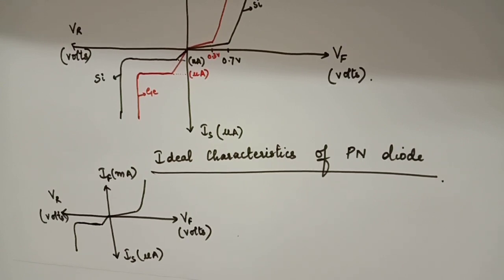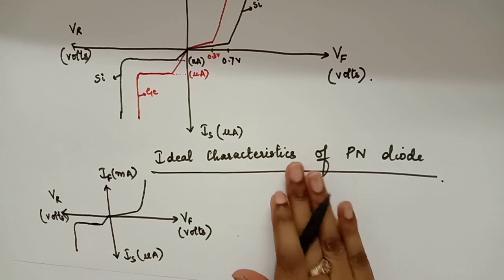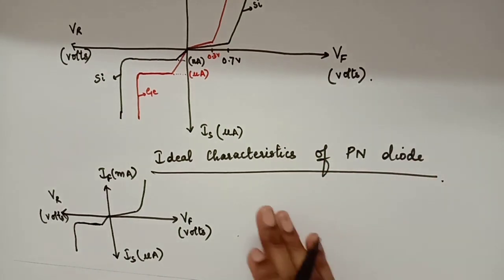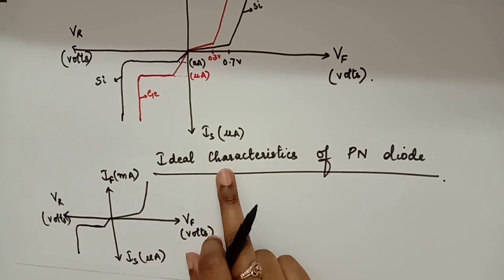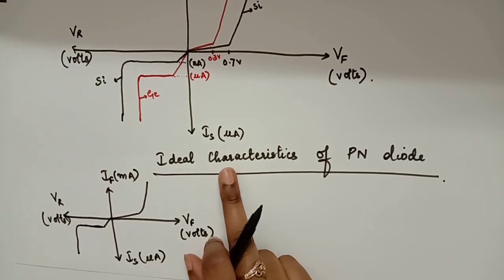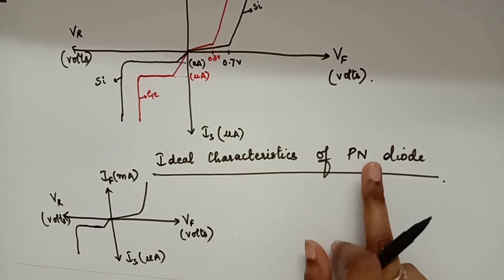Mark it. You may note it down that whenever in practical case we talk that certain parameters will be maximum, then for ideal case it will be infinite, and whenever a certain parameter will be minimum practically, in ideal case we will always say that it will be 0. So for ideal case maximum thing becomes infinite and minimum thing becomes 0. Always remember it.